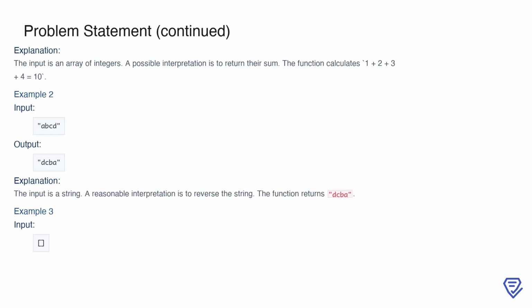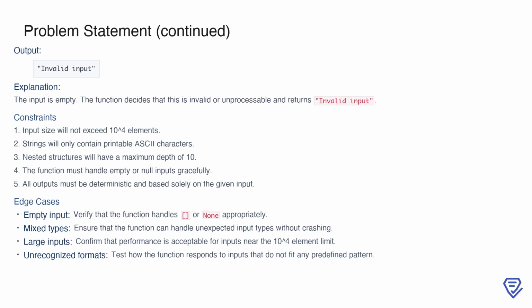Finally, in the third scenario, the input is empty, represented here as an empty string. Since there's no meaningful transformation or processing that can be performed on an empty input, the function decides to return invalid input. These examples highlight how the function adapts its behavior based on the type and content of the input provided. Now, let's discuss the constraints and edge cases that your function must account for.